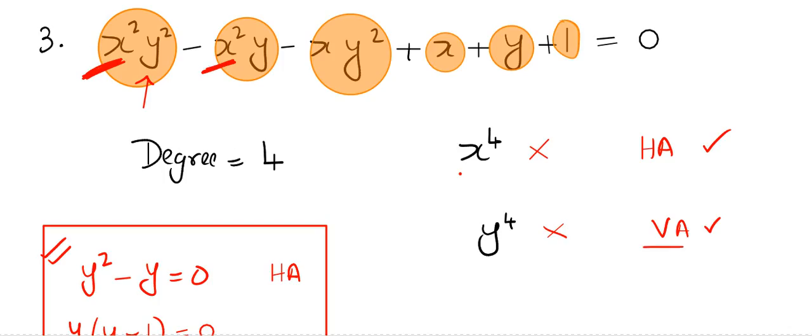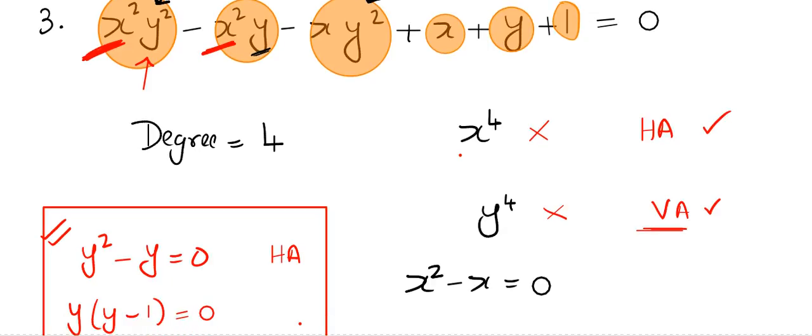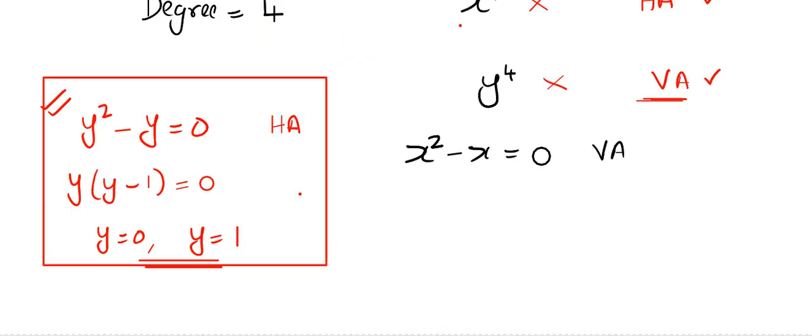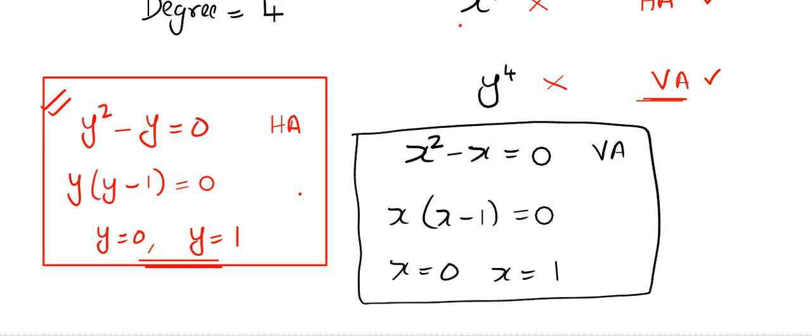To find the vertical asymptotes, you have to go for the highest degree terms available in y. I can see y square. The remaining part is smaller terms in y. So the coefficient of y square, x square minus x, is equal to 0. This is the combined equation of the vertical asymptotes. That is x into x minus 1 equal to 0. That is x equal to 0, x equal to 1. Okay, so we found 4 asymptotes.